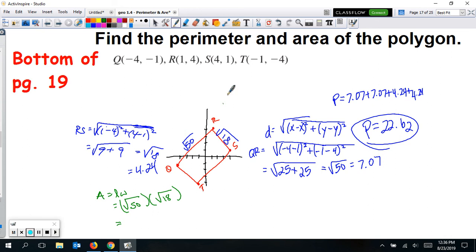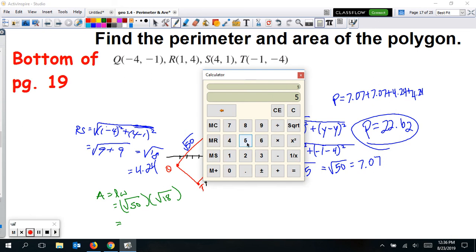Remember, we did that little review before at the beginning of the year. To multiply just 50 times 18 gives us 900. So we're getting the square root of 900, and that's going to give us a more accurate answer on this one. The square root of 900 is exactly 30.